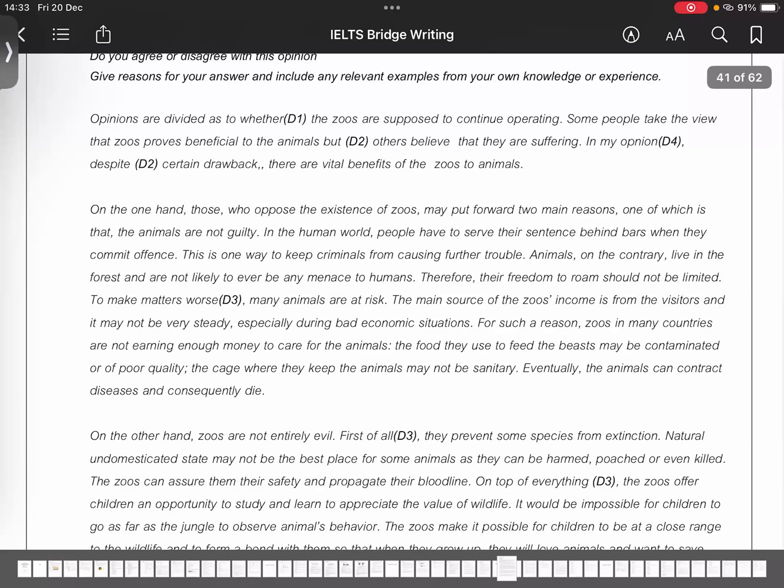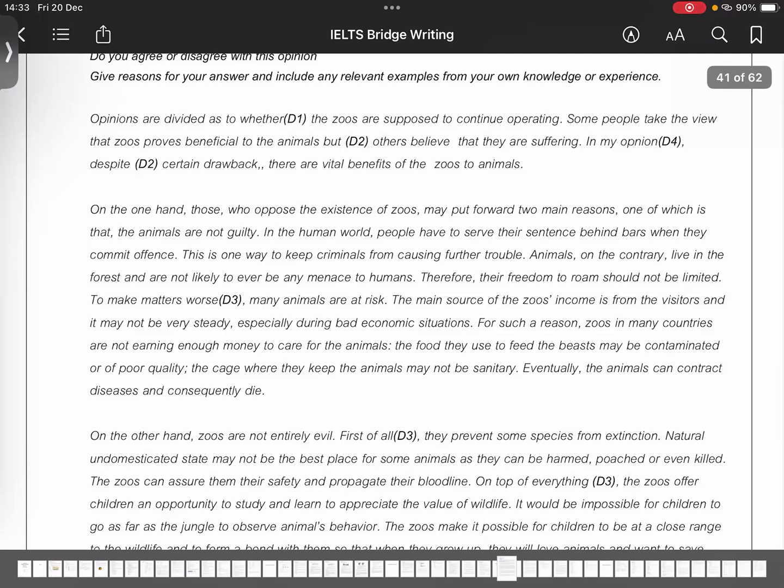"The main source of the zoo's income is from the visitors, and it may not be very steady, especially during bad economic situations." Okay, so the income, right? The income or the money. The zoos make money by welcoming visitors. Visitors bring the zoos money. Okay, but the zoo's ability to make money also depends on various factors like economic situations, right?